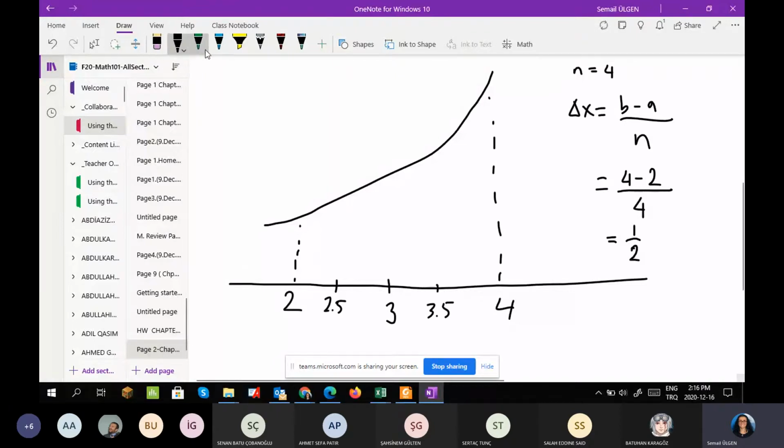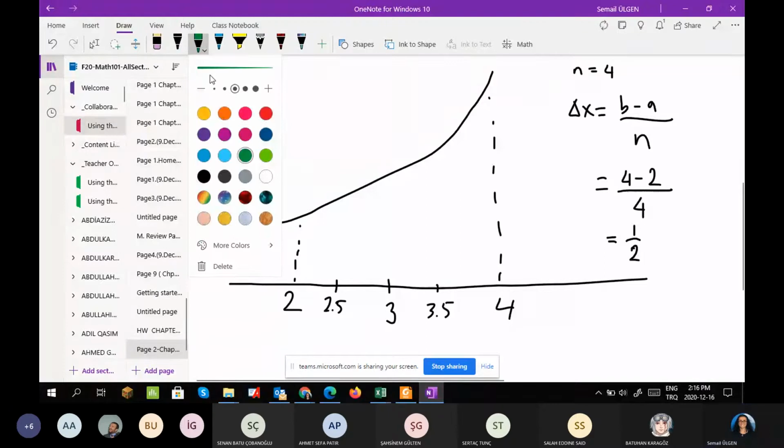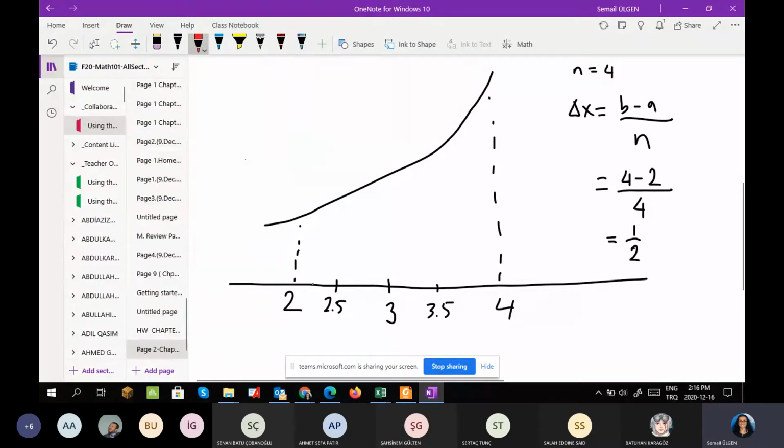So I'm going to change my color to a red one, and then I'm going to say, okay, so this is the midpoint of this. This is the midpoint of this. This is the midpoint of this. This is the midpoint of this, and then I'm going to go up and find the f value. Go up and find the f value. Then I draw my rectangle.